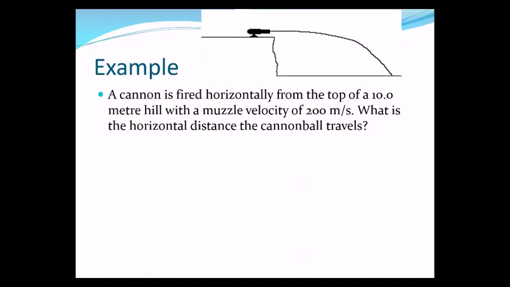We're going to jump right into a problem. There are two types of problems that we're going to do. We're going to do horizontal projectiles, and then we'll do projectiles at an angle. A cannon is fired horizontally from the top of a 10-meter tall hill with a muzzle velocity of 200 meters per second. Muzzle velocity just means the speed that it leaves the cannon at. What is the horizontal distance the cannon travels? Okay, so let's switch screens here.